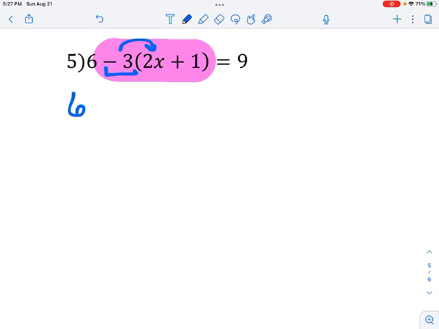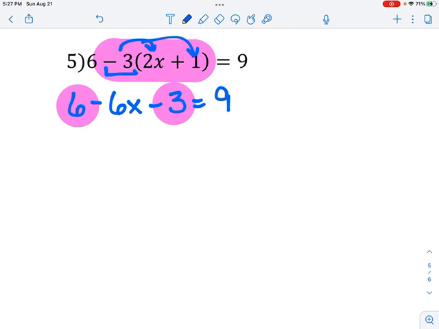So I'm going to start off and I'm going to go 6. Negative 3 times 2x, that's going to give me negative 6x. Negative 3 times 1, that's going to give me negative 3, and that equals 9. Now, hopefully you recognize that we have a like term here. Nothing with an x, but we do have a like term.